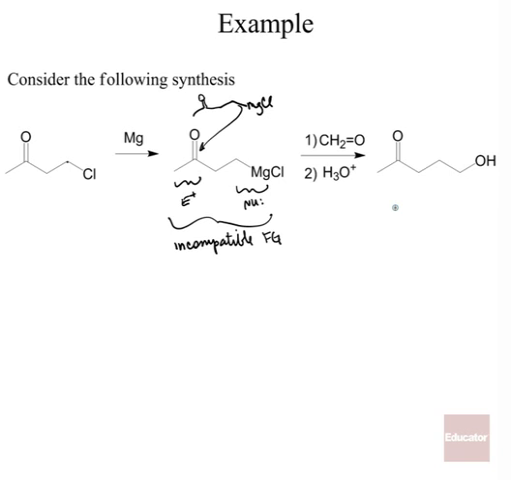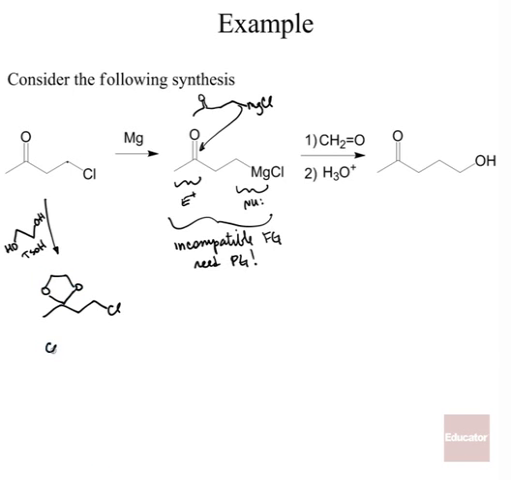I need to protect my carbonyl. I need a protective group. So what I'm going to do first is convert this to an acetal. This is where the diol comes in handy. A lot of times we'll see this being used. Of course, you can use any alcohol you want. But if we use the diol, we would get the cyclic acetal.